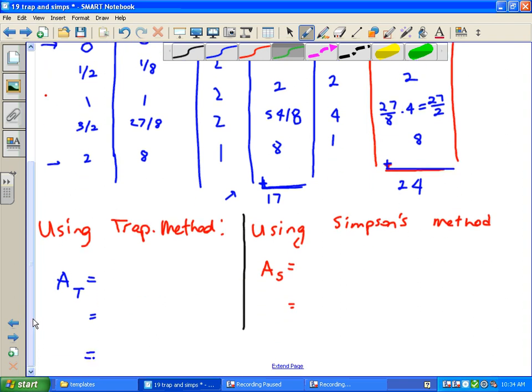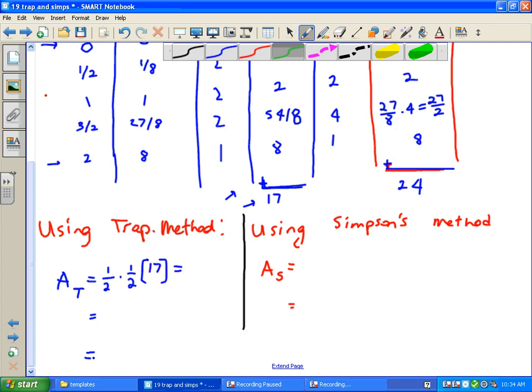Okay, so for the trapezoid method, you want 1/2 times h. What is h for this question? The step size? Base of the rectangle, which is 1/2, right? We determined that on the top of the problem, that was 1/2. Times inside the brackets, basically we've done all of that. Inside the brackets is this sum right here, which is 17.